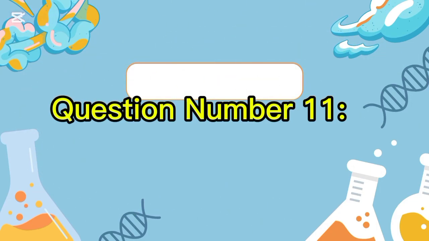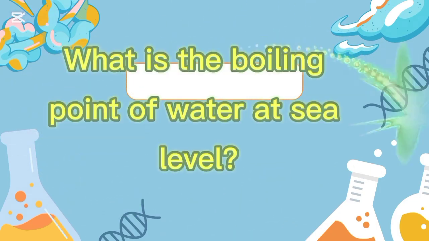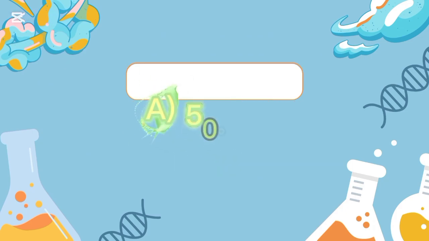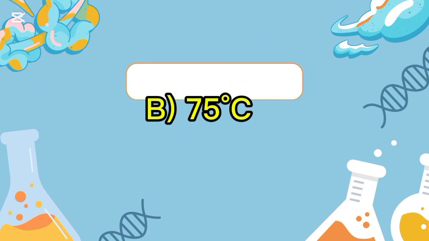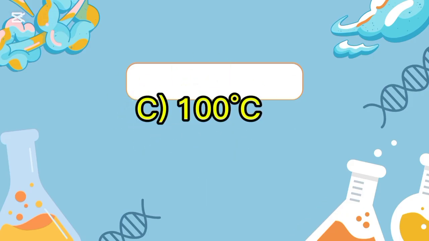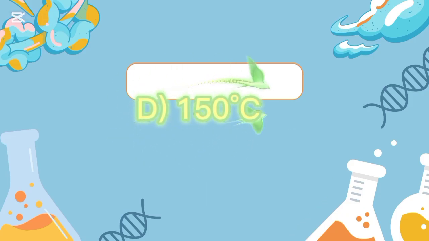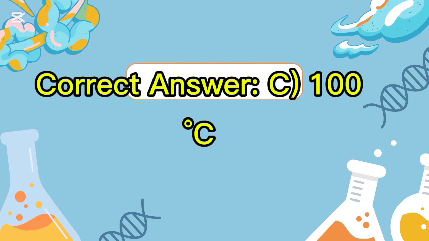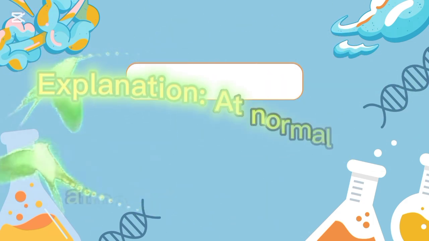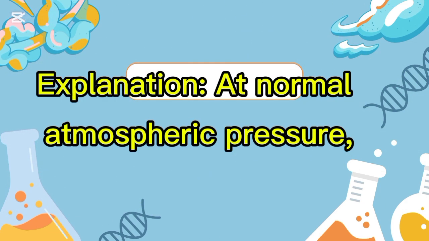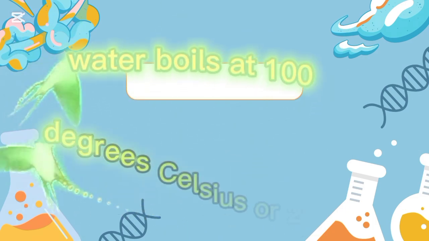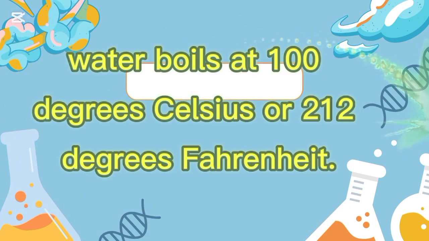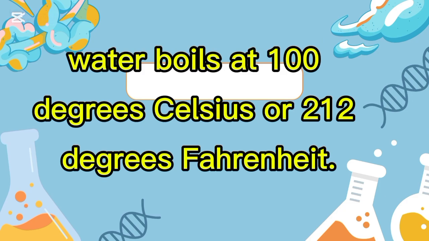Question number 11. What is the boiling point of water at sea level? A. 50 degrees Celsius. B. 75 degrees Celsius. C. 100 degrees Celsius. D. 150 degrees Celsius. Correct answer, C. 100 degrees Celsius. Explanation. At normal atmospheric pressure, water boils at 100 degrees Celsius or 212 degrees Fahrenheit.